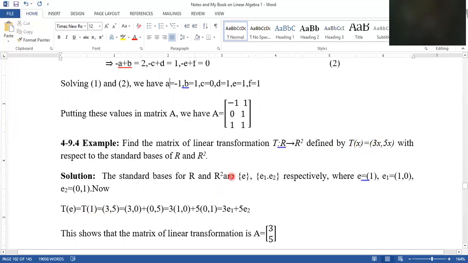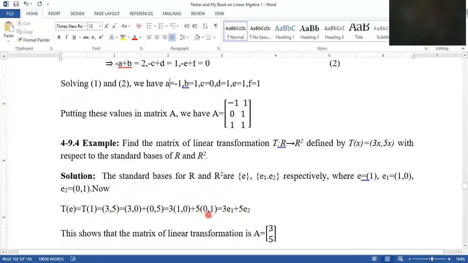T of 1 is (3, 5), and (3, 5) can be written as 3(1, 0) + 5(0, 1). That is, this can be written as a linear combination of the basis of the output vector space. The output vector space is R², so the standard basis of R² is (1, 0) and (0, 1). So the output, after applying the basis of the input, is (3, 5), and this can be written as a linear combination of the basis of the output set R², which is e1 and e2.